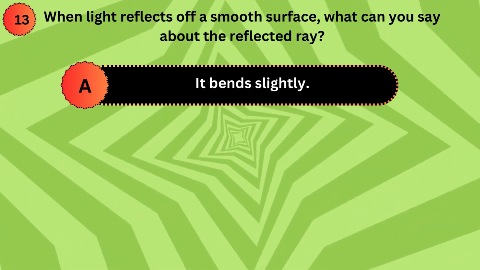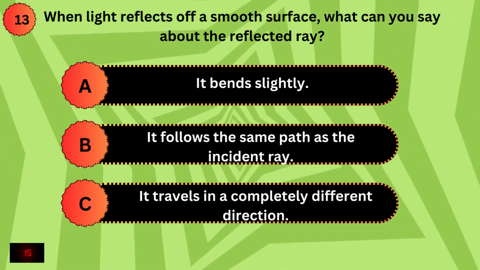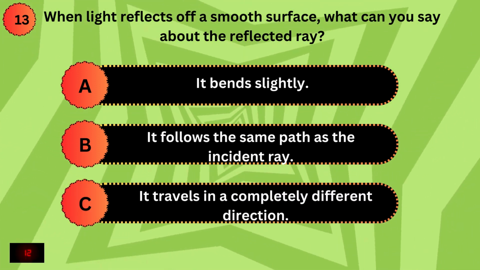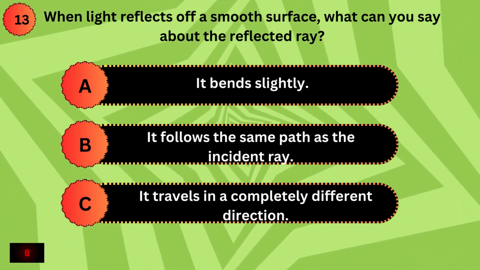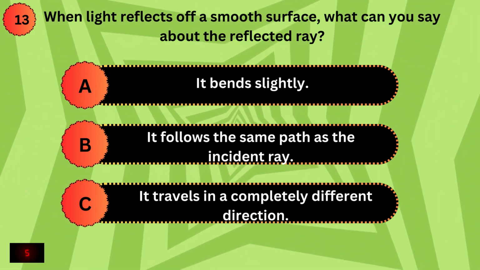When light reflects off a smooth surface, what can you say about the reflected ray? A. It bends slightly. B. It follows the same path as the incident ray. C. It travels in a completely different direction.